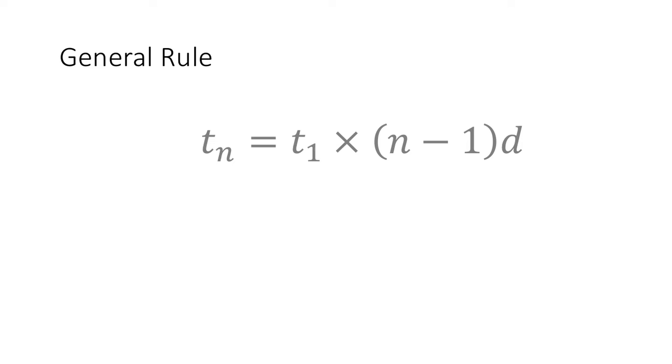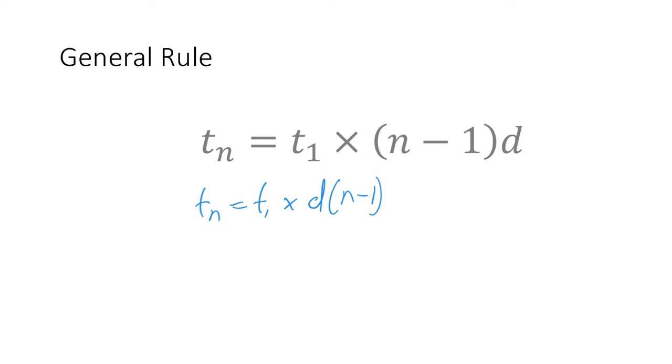Now when I'm using this rule, I like to change it and put the d in front of the brackets. So Tn is equal to T1 plus the difference times (n minus 1). It's just a little bit easier to work with if our d value is in front of the bracket.